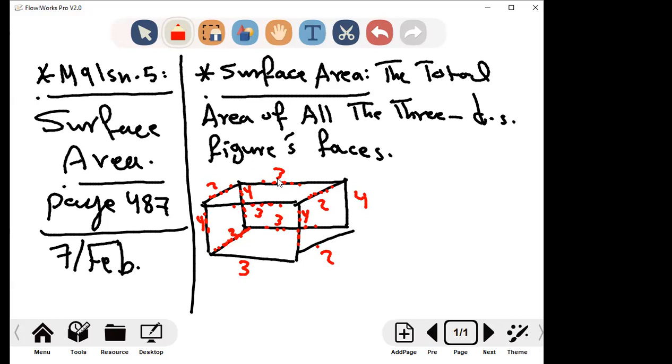So what I will do, I will start with the first one here. This one, length by width, which is 3 multiply 4. This one, length by width, which is 2 multiply 4, right? This one up, length by width, which is 3 multiply 2. This one here, see it? 4 multiply 2. And the back one, 3 multiply 4.